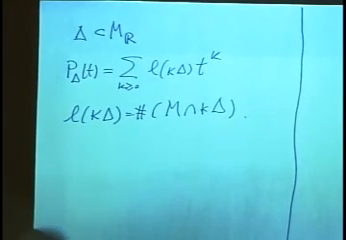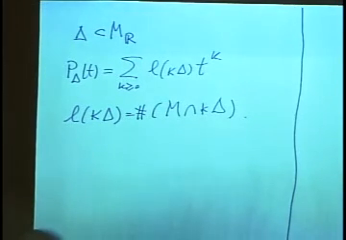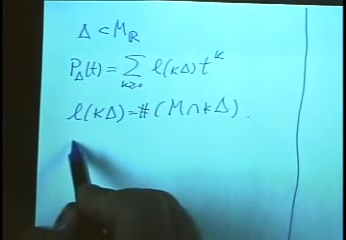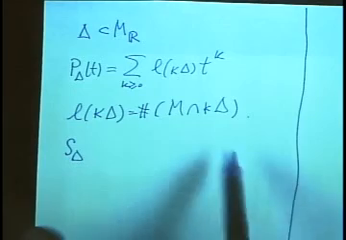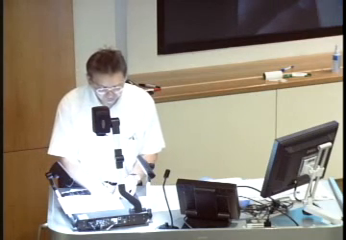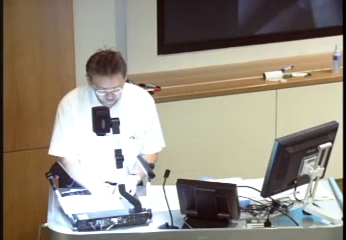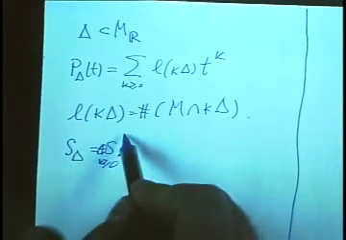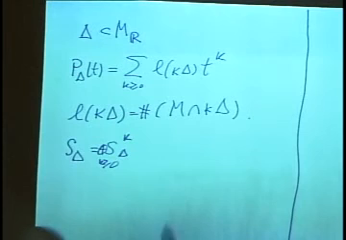You can also interpret this power series as the Poincare series of a graded ring. One knows that the homogeneous components of this graded ring have a monomial basis, and they can be chosen as lattice points in the k multiple of delta. The dimension of each component is exactly L of k delta.